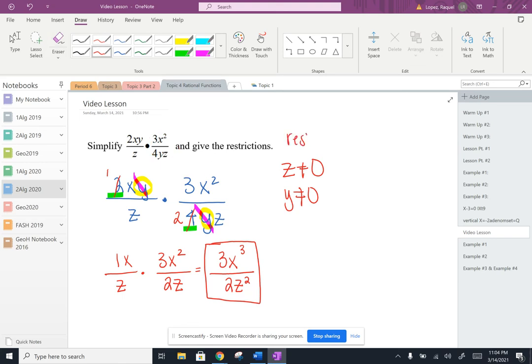So these are our restrictions, and we're done. Let's go ahead and try example 1.